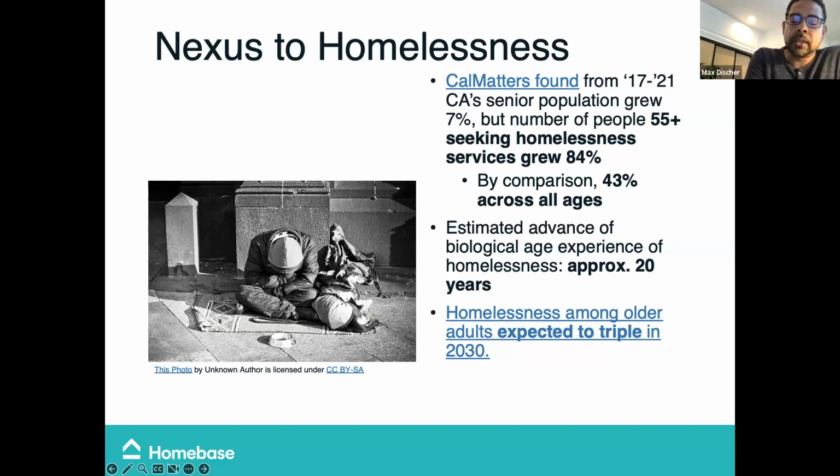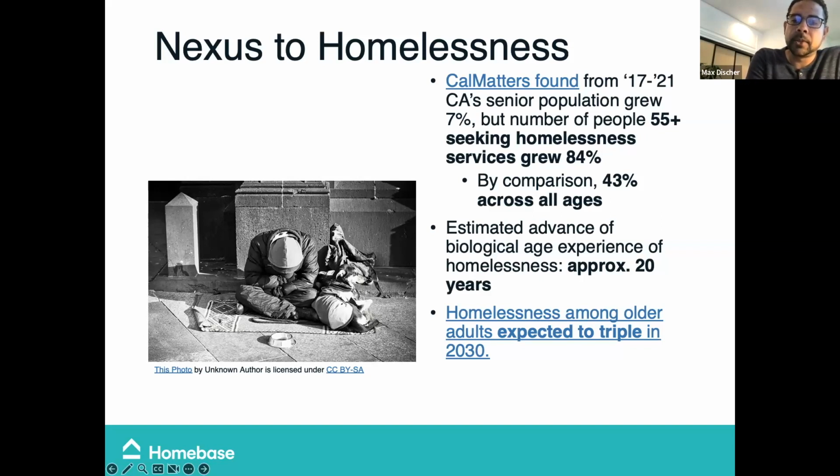So we're seeing the general age of our population getting somewhat older gradually, but the rate at which those folks are seeking homelessness services is growing exponentially compared to that rate. By comparison, across all ages, 43% was the rate of growth for folks seeking homeless services.